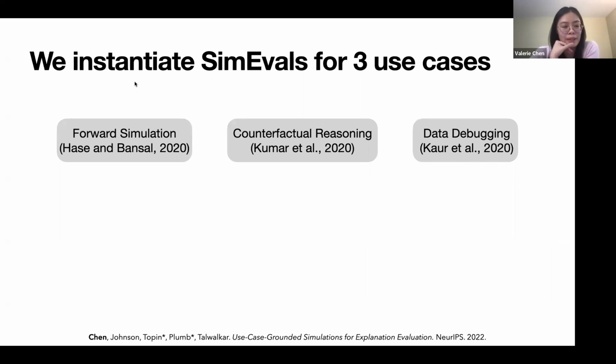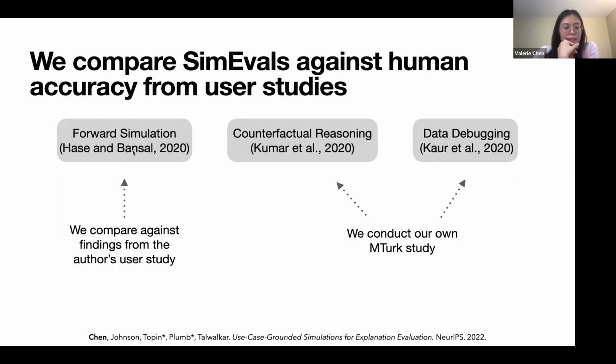So let's make this more concrete. In the paper, we instantiated SimEvals for 3 different use cases: forward simulation, counterfactual reasoning, and data debugging. Each of these use cases is motivated by prior work listed here, but also likely a number of other papers. And the goal was to see whether or not SimEvals can be useful in an evaluation workflow. So we compare SimEval accuracies to findings from user studies. This involved comparing to user studies from prior work and their results, as well as running our own studies on Mechanical Turk.